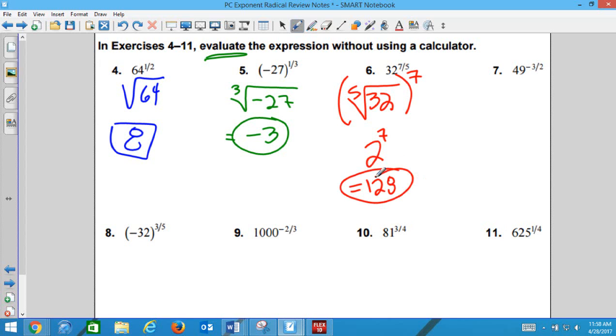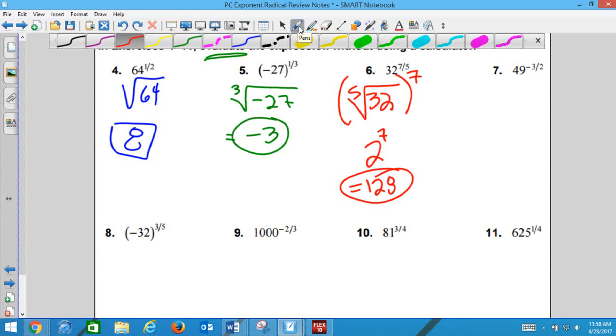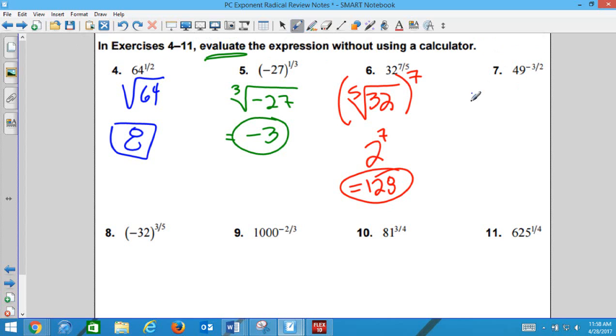Next one is 49 to the negative 3/2. So will I want to do the root first or the power first? I'm going to do the root first. I think it'll be easier to take the square root of 49 and then take that answer to the negative 3. Square root of 49 is 7 to the negative 3.